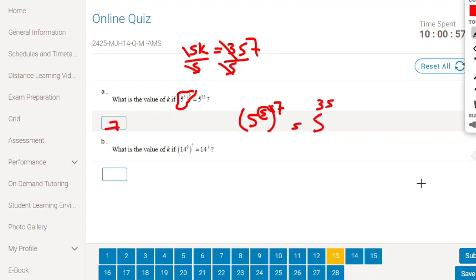Okay. Same thing here. I have number B. What is the value of k if 14 power of 8, all power of 7, will be equal to 14 power of k? Now 8 multiplied by 7 is 56. So here the k will be equal to 56.